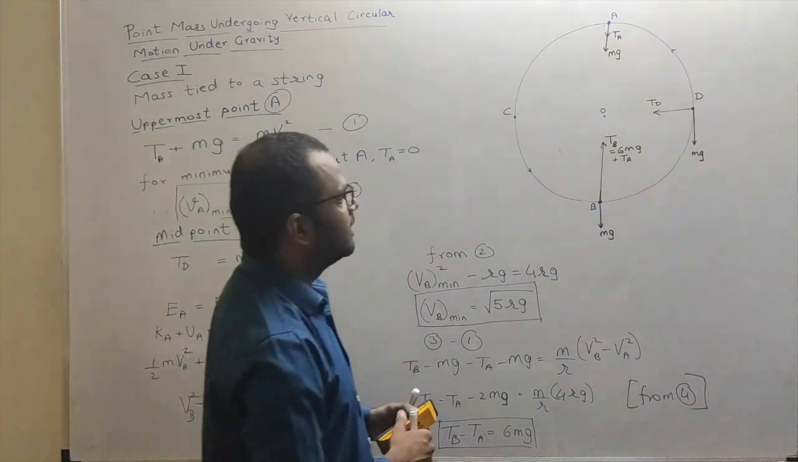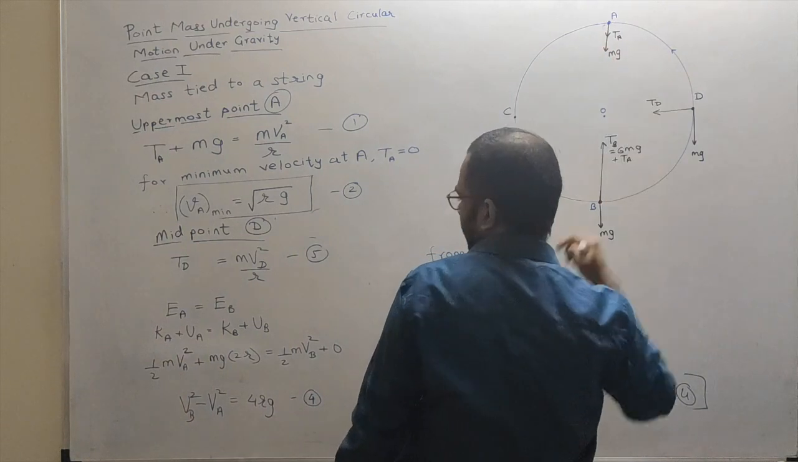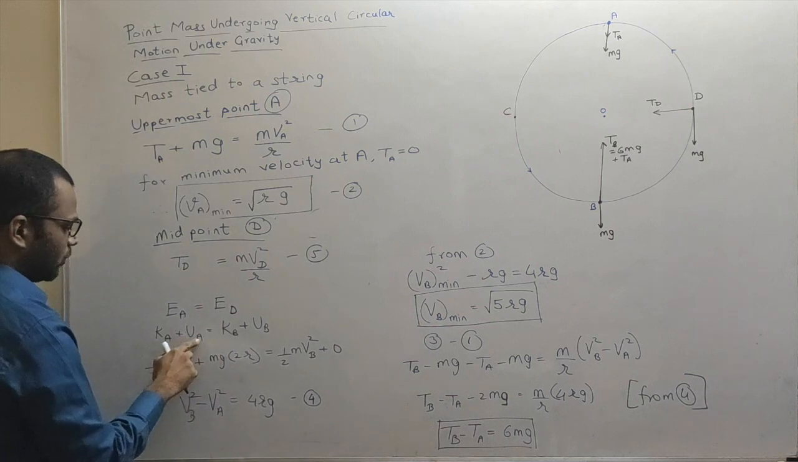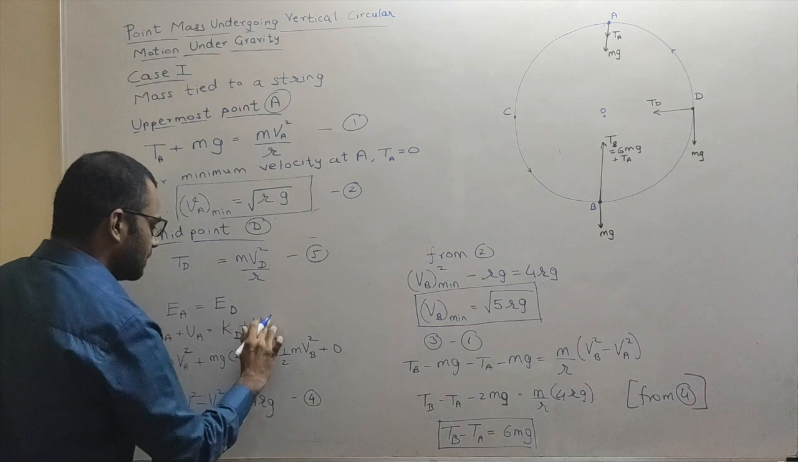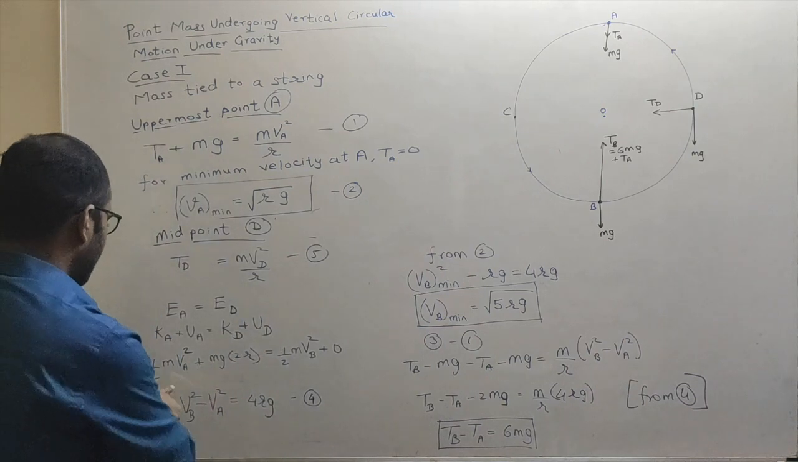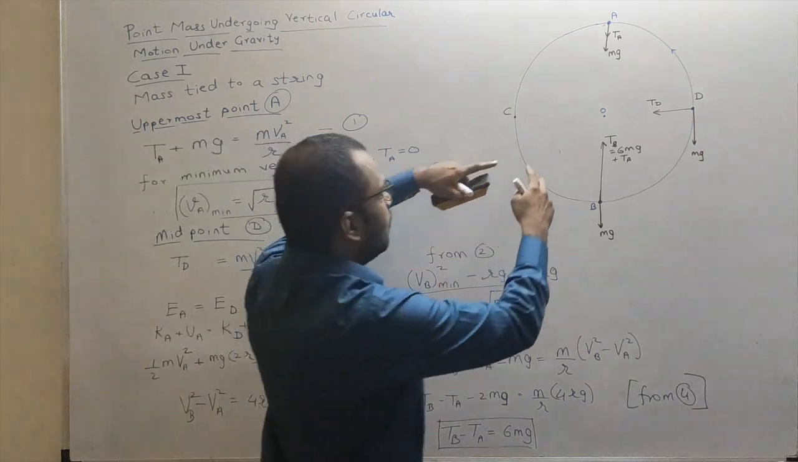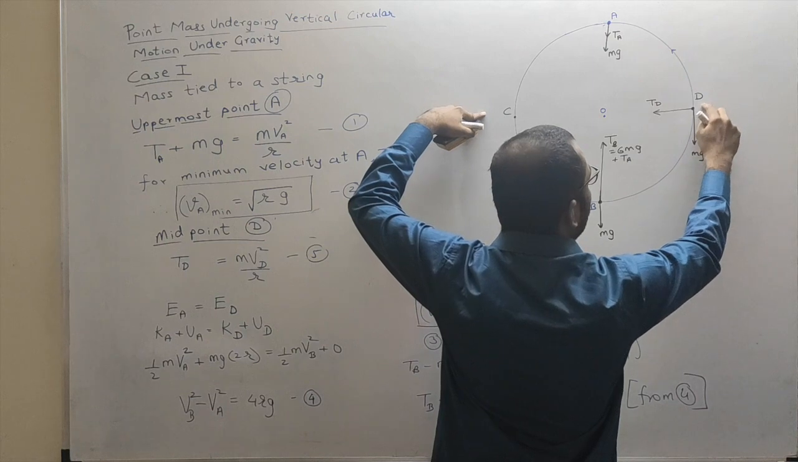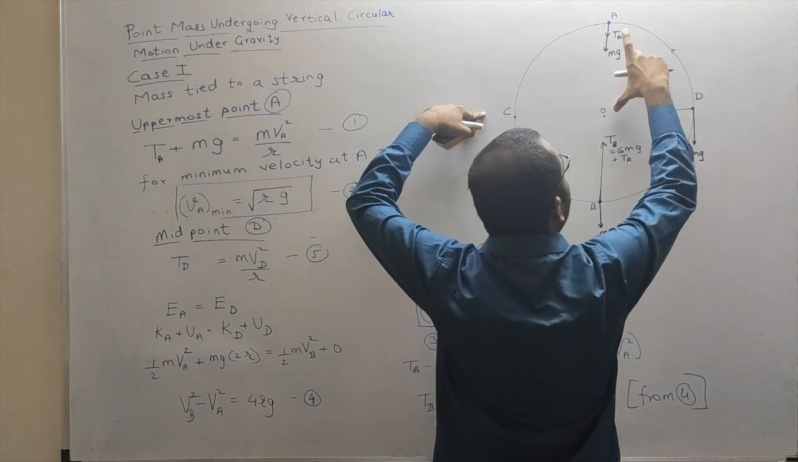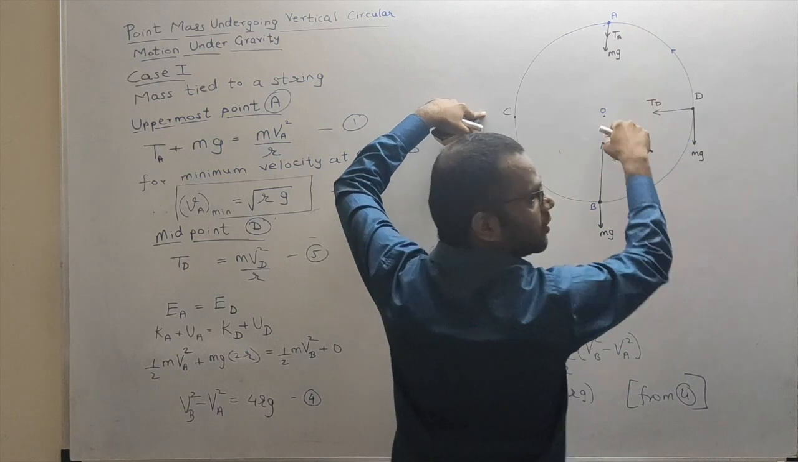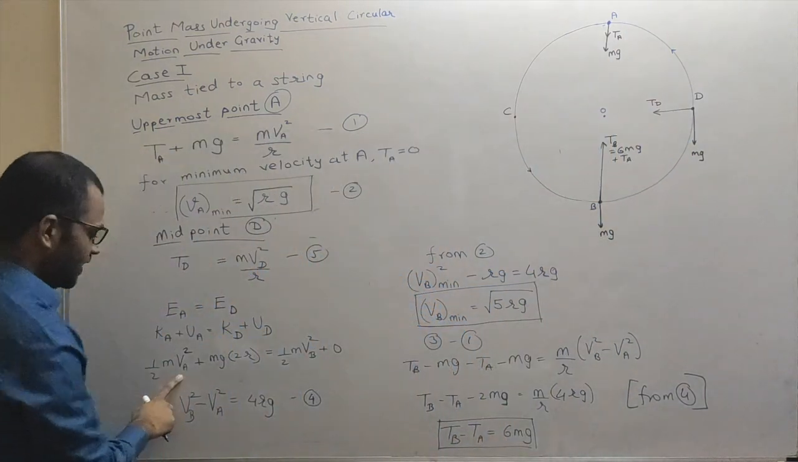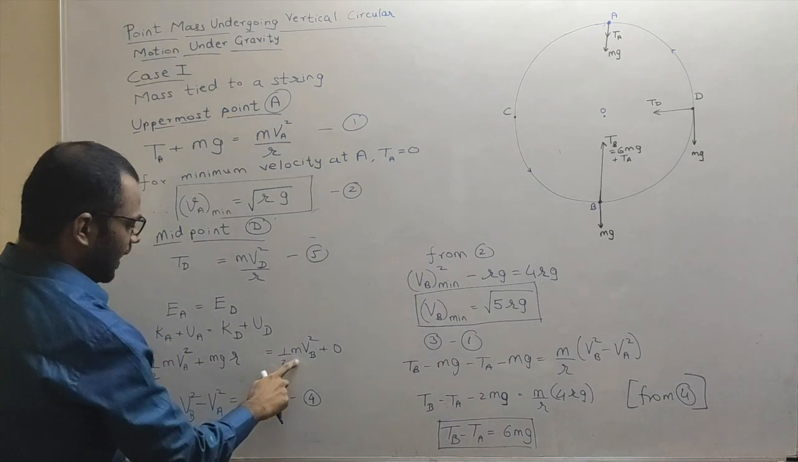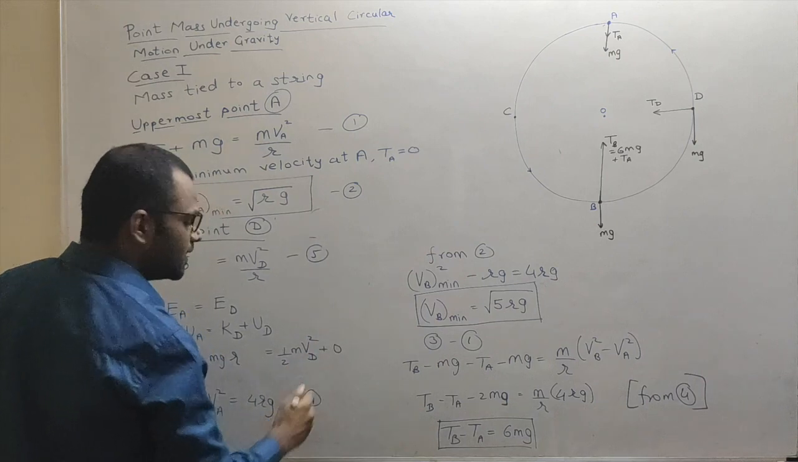Again, we'll put the energy equation, EA is equal to ED. So kinetic energy at A plus potential energy at A is equal to kinetic energy at D plus potential energy at D. So what changes will happen over here? Now over here for potential energy at A, we'll consider this as the datum. So potential energy for the particle over here will be 0 and the particle over here will be mgh. So h is r over here, so mg r. So half mva square plus mg r is equal to half mvd square plus 0.